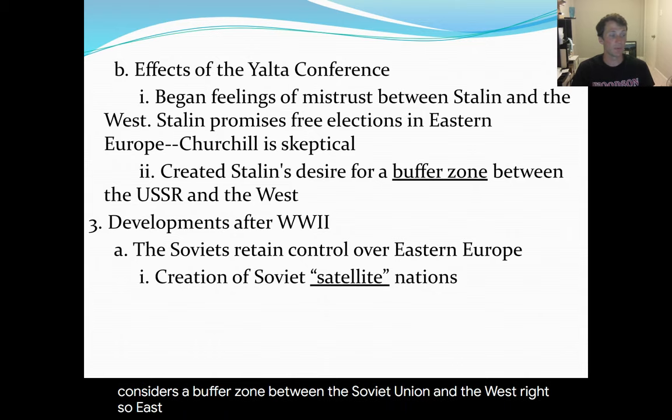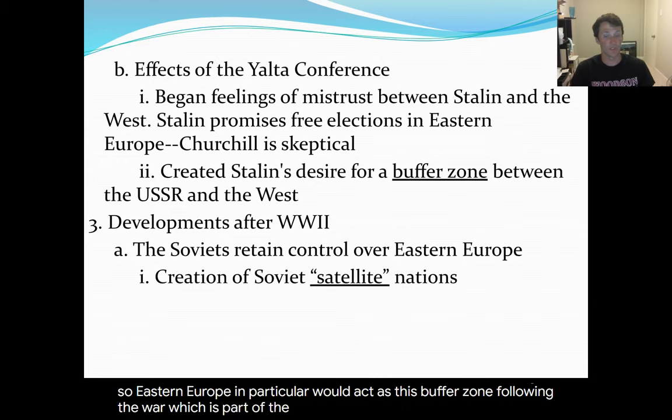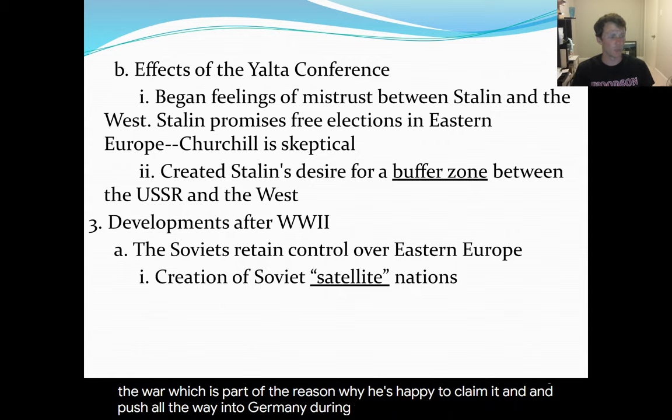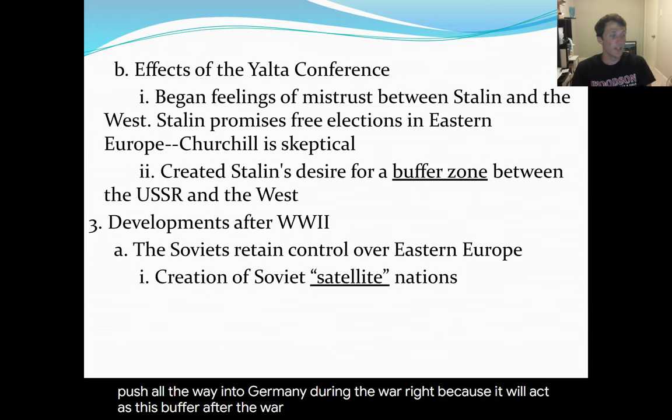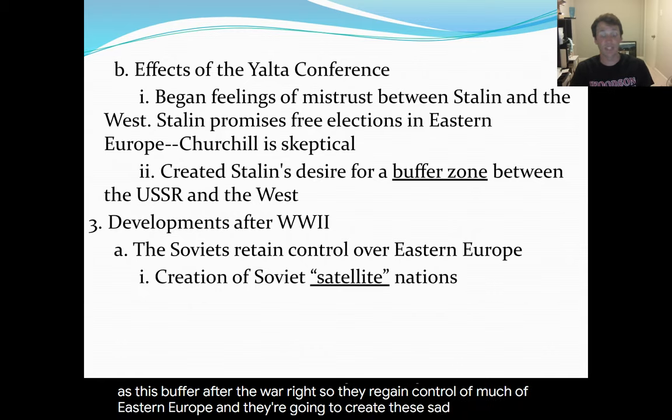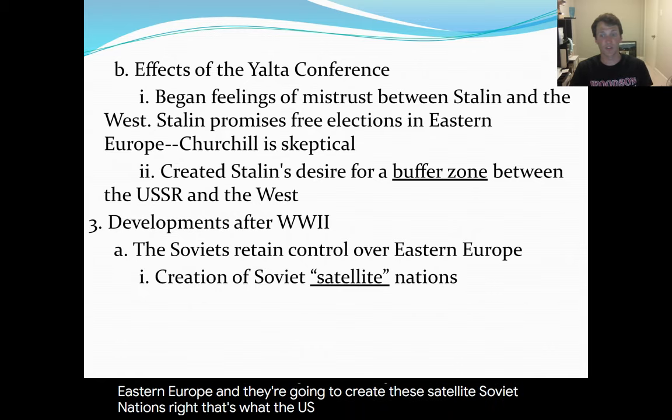So Eastern Europe in particular would act as this buffer zone following the war, which is part of the reason why he's happy to claim it and push all the way into Germany during the war. Because it will act as this buffer after the war. So they regain control of much of Eastern Europe, and they're going to create these satellite Soviet nations. That's what the USSR kind of stands for.